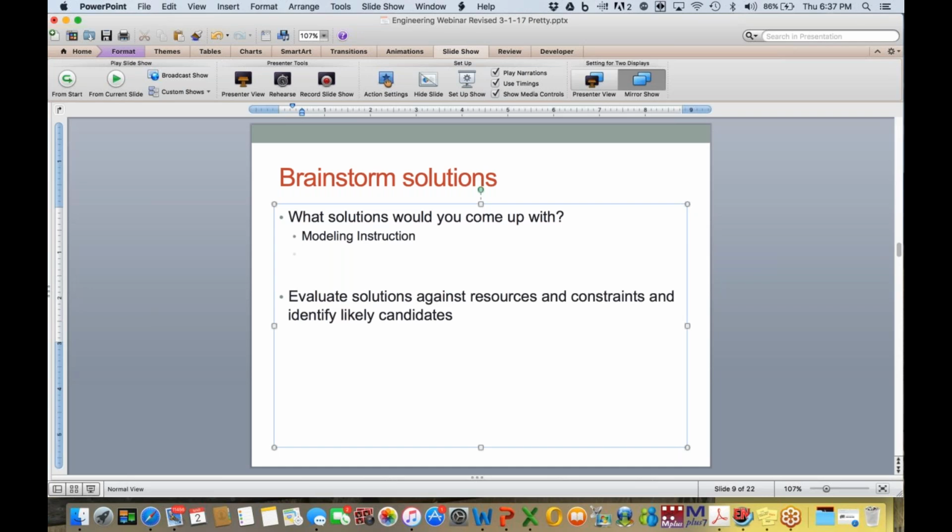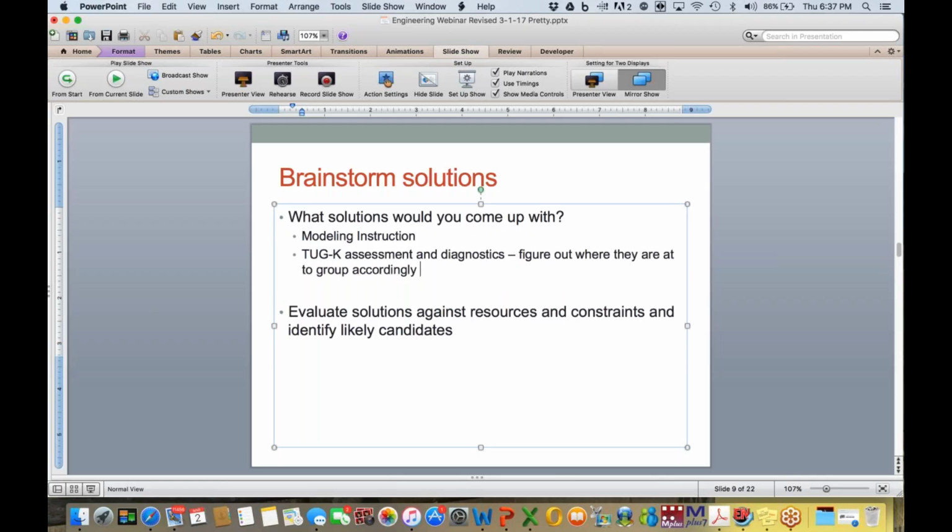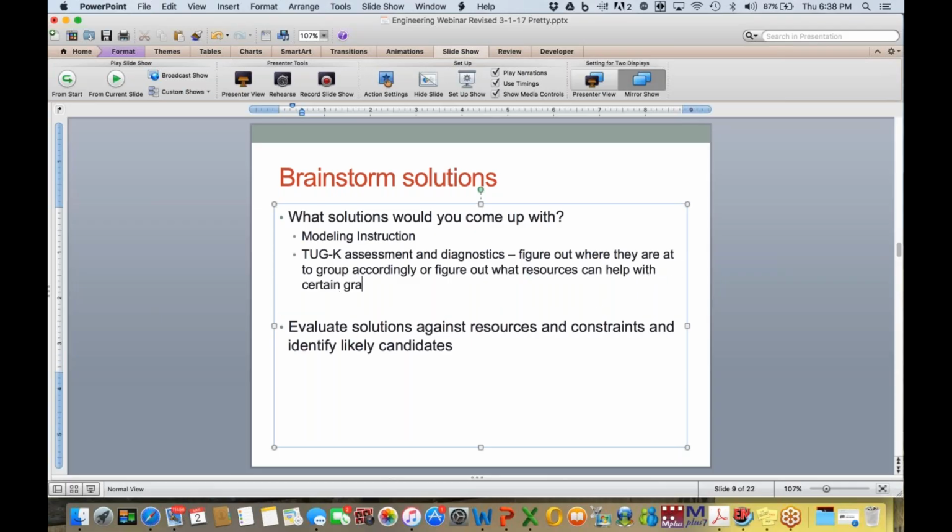Okay, so I will throw my hat in the ring. This kind of brought to my attention the idea of the tug K or something similar, and the fact that doing diagnostics with the kids to figure out where students are at, so that you can either group accordingly or think of what resources would best target certain graphing issues, whether it's the kids who don't even know how to scale the axis of their graph versus the kid who's really ready to address the idea of something like how does slope intercept form apply to a linear relationship.